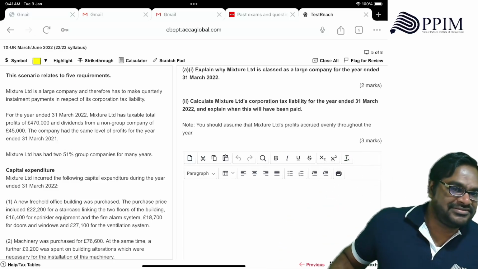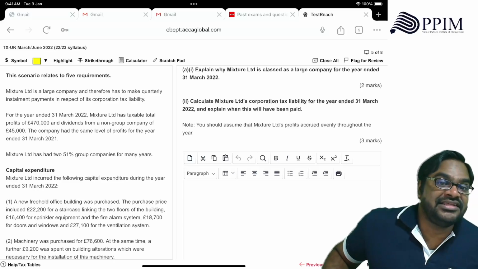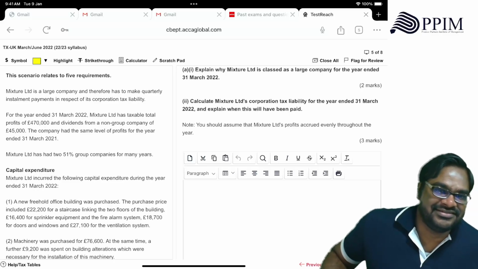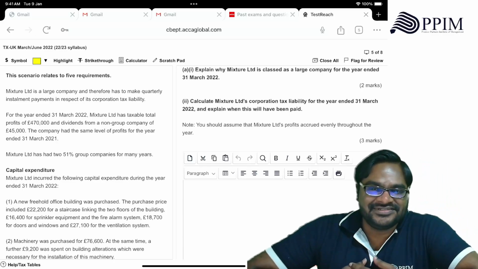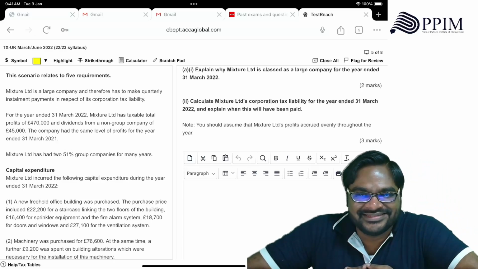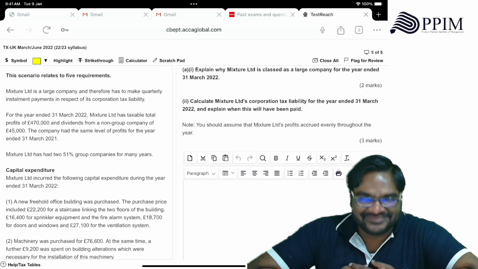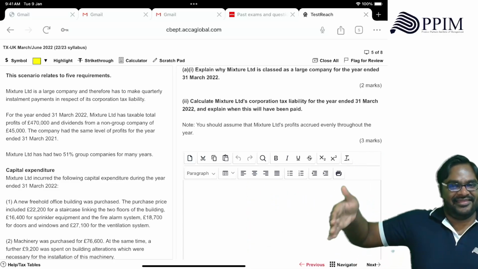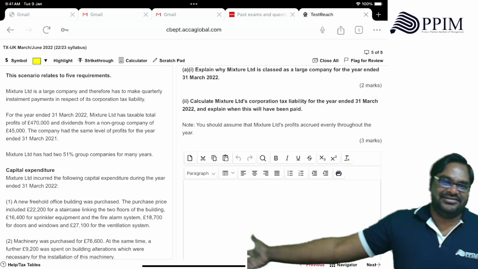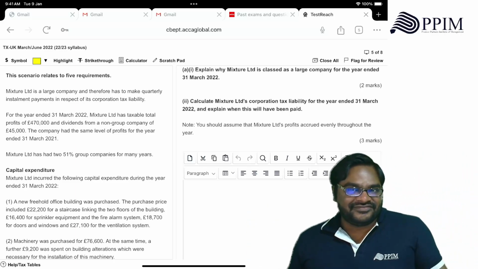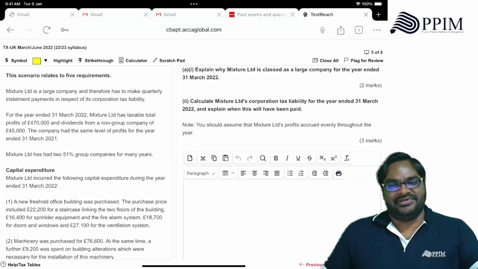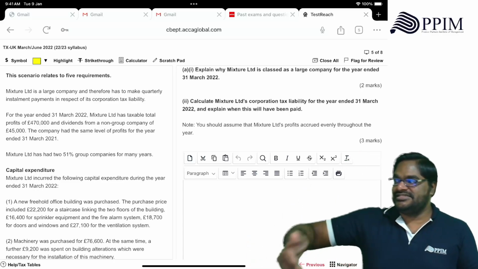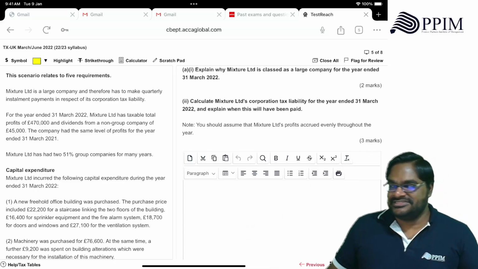Check the revision kit. Almost all are there. This is corporation tax, nothing much to remember here. Starting from the 7th month, 14th day, then each quarter from there onwards. Simple as that.